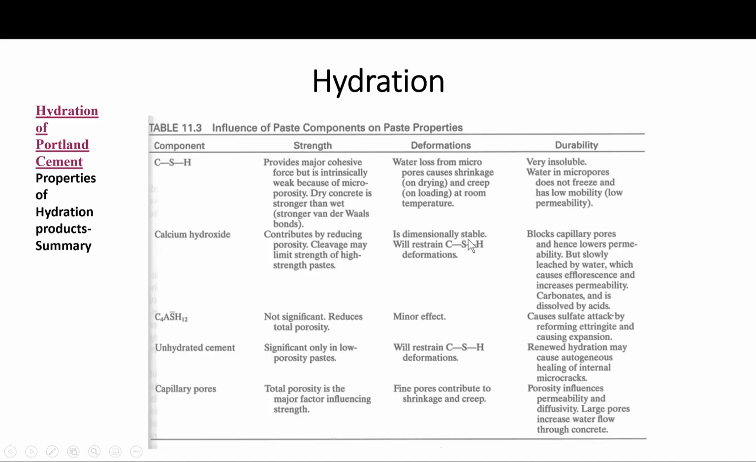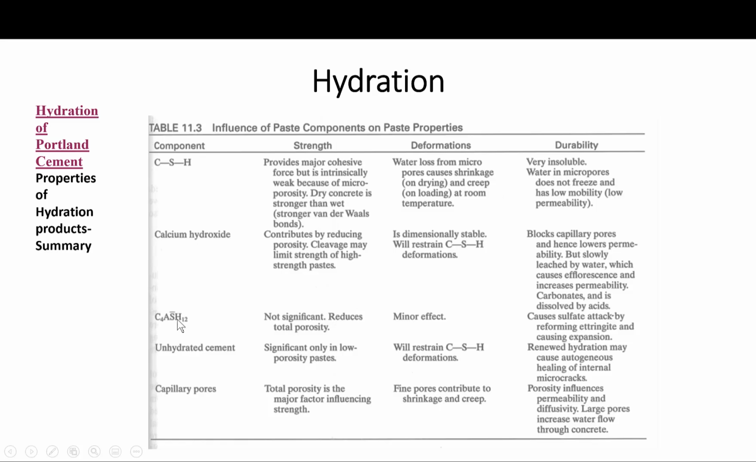Deformation, it is dimensionally stable and will help restrain the calcium silicate hydrate deformation. For durability, it blocks the capillary pores, and because of that, it lowers permeability, and that improves durability. But if slowly leached by water, it will cause efflorescence, and this will increase permeability. Also, the carbonation and the attacks by acids make it harmful in this case.